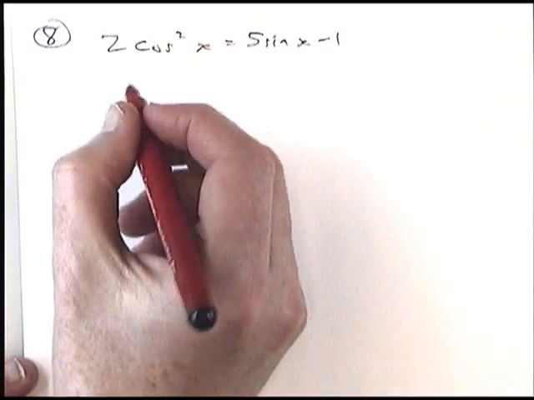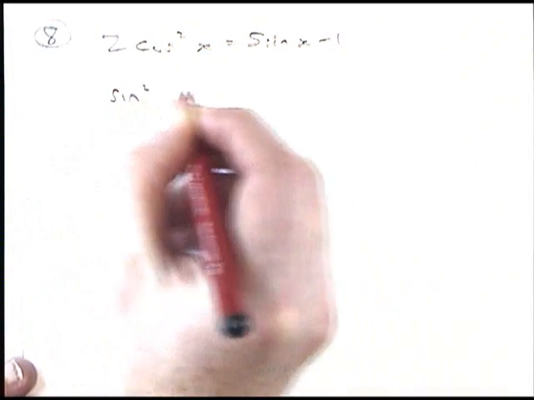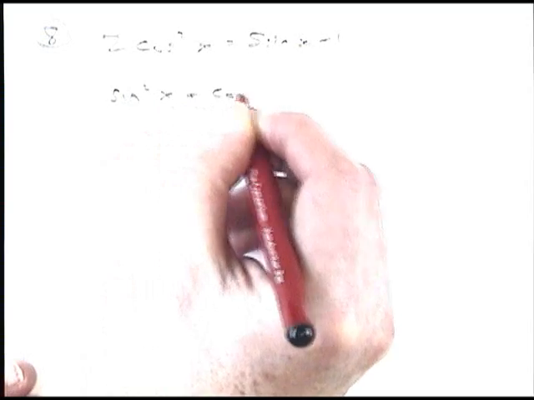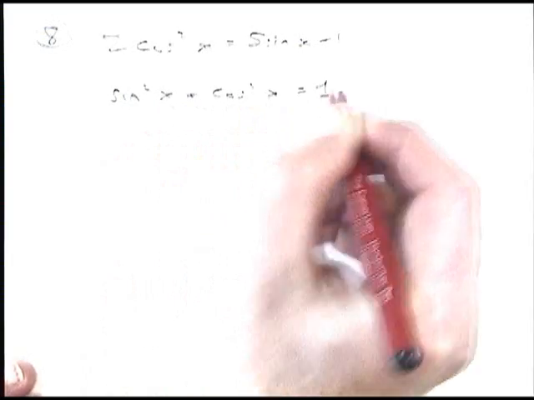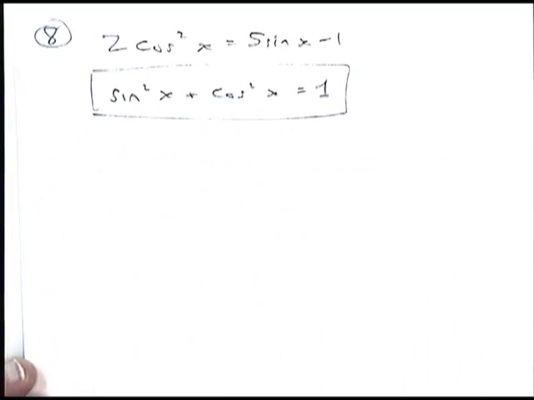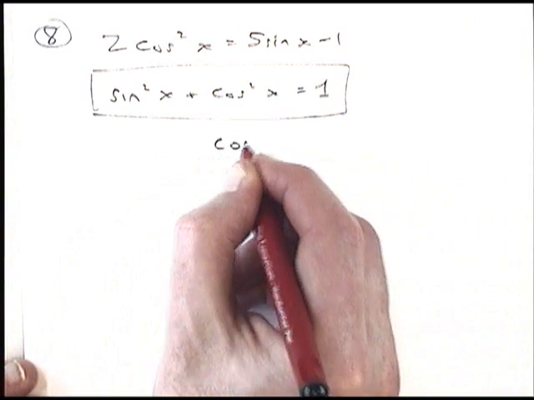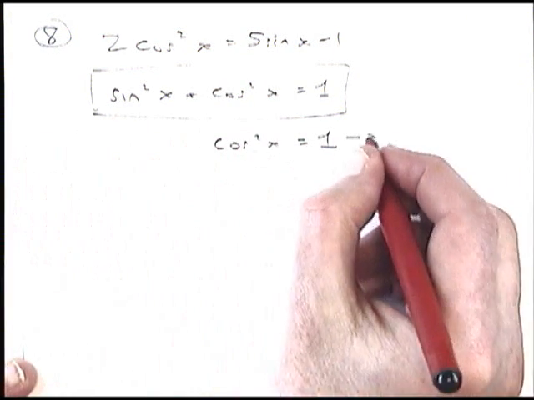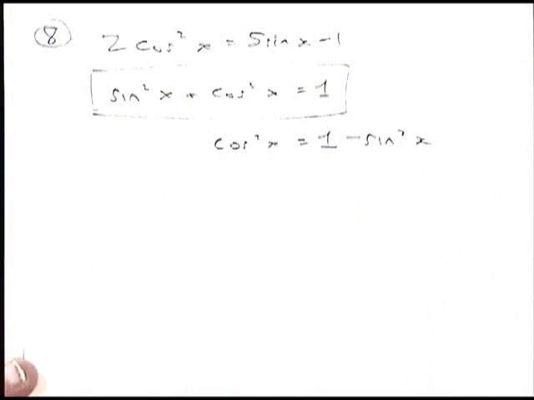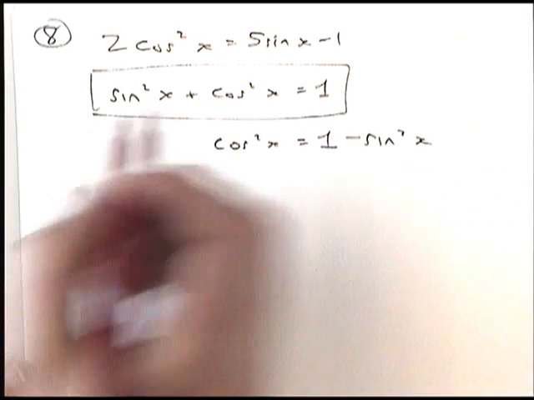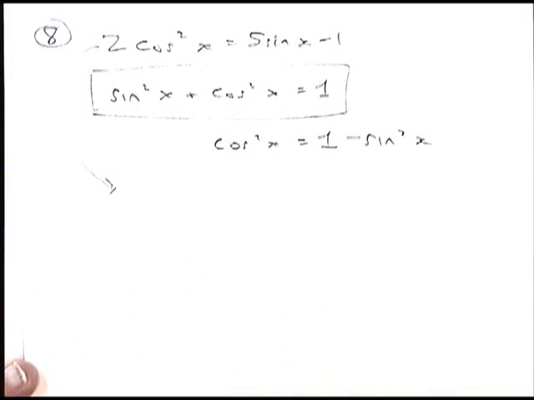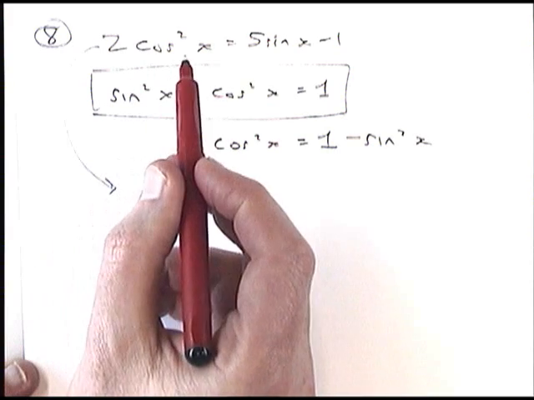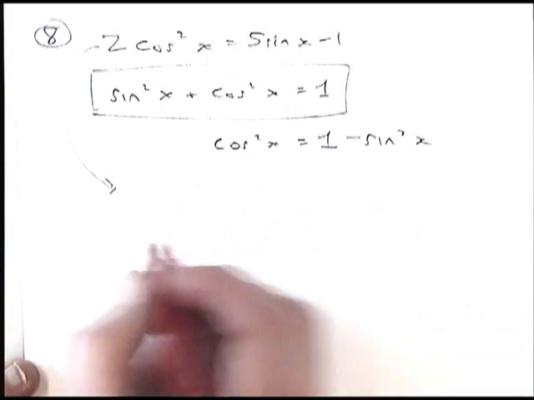Now that's a clue. There's an identity that you should learn, that sine squared x plus cos squared x equals 1. That is something that needs to be learnt. And from there, you can rearrange that to get cos squared x. If I subtract the sine squared x, move it to the other side, I get that identity. So what I can do is rewrite the question that I was given, but I can change that cos squared x there to 1 minus sine squared x.